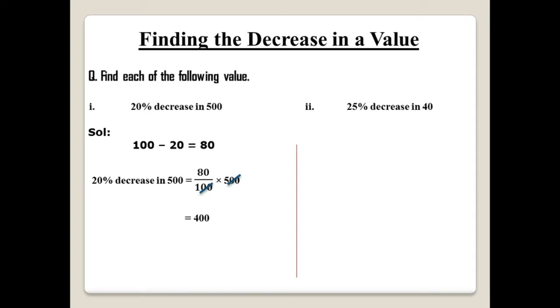Now for the second question, it is 25% decrease, means the overall percentage is 75% now. So the 25% decrease in 40 is 75 over 100 multiplied by 40. Cancellation of 75 and 100 by 25 gives us 3 over 4. Then cancellation of 4 and 40 gives us 1 and 10. Then the answer is 3 10s are 30.